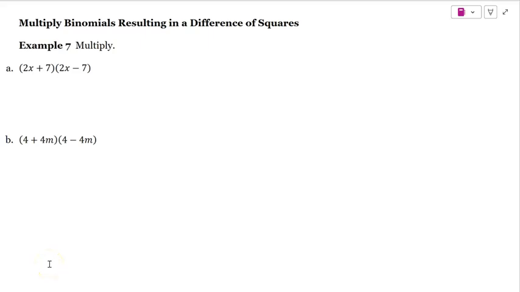Multiplying binomials resulting in a difference of squares. A difference of squares is two terms that are perfect squares with a subtraction sign in the middle. So we could have x squared minus 36, for example.